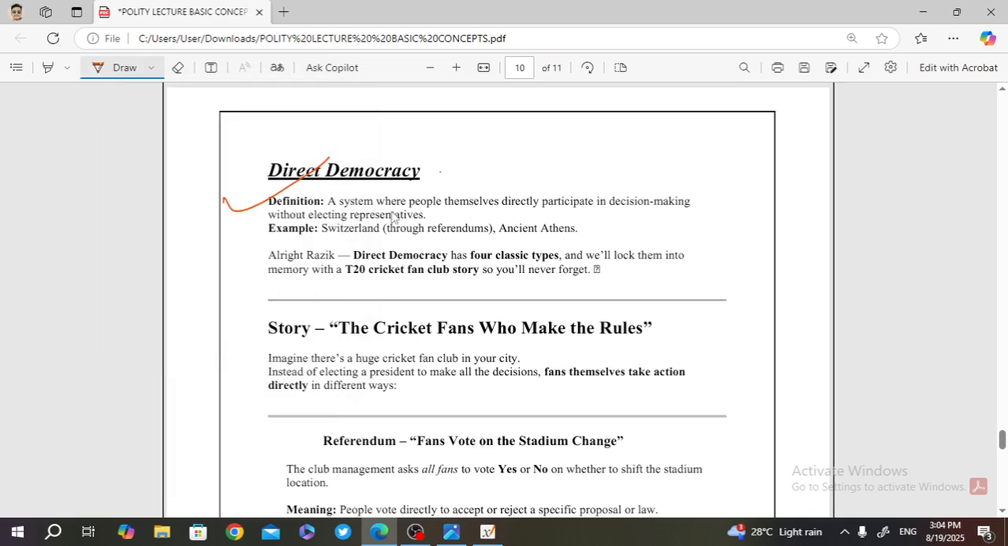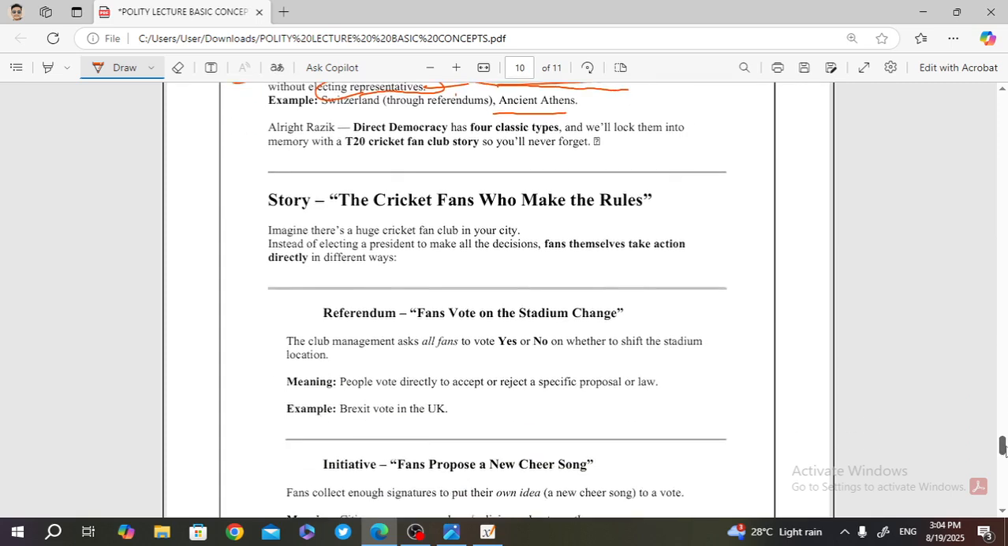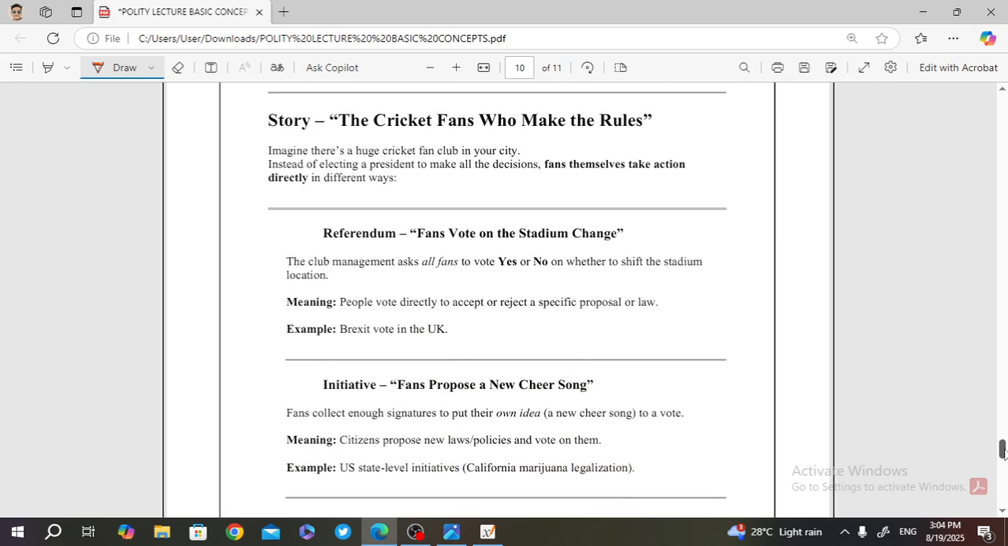In case of direct democracy, it is a system where people themselves directly participate in decision making without elected representatives. That means without any captain selecting the team. Example of Switzerland and some regions. See, I am giving here the example of the story, the cricket team who make the rules.